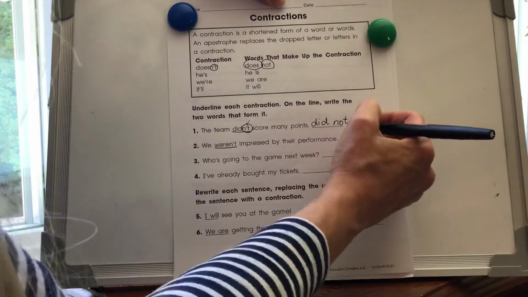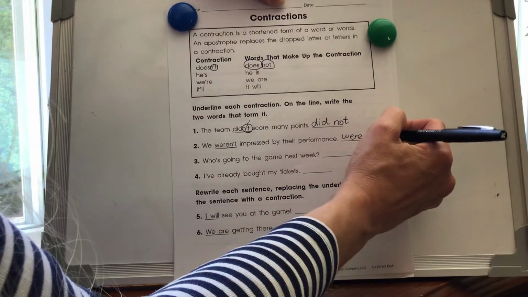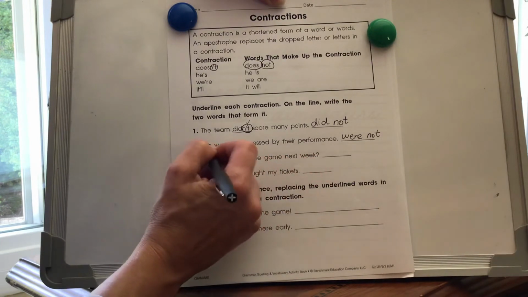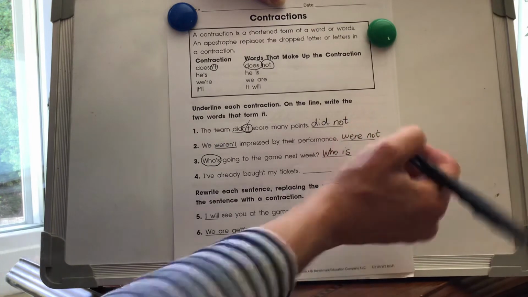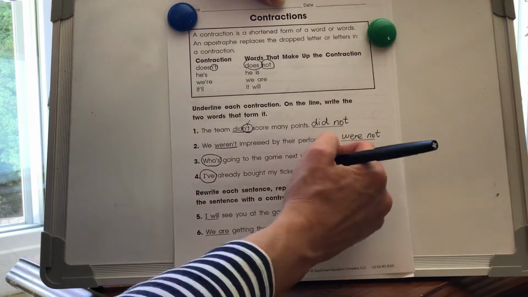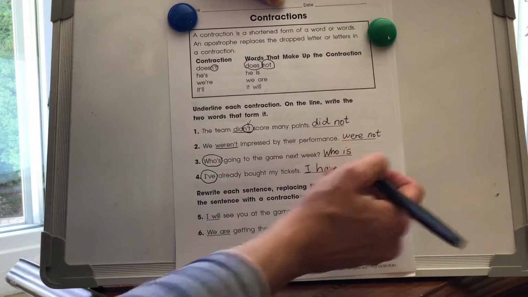Okay, we weren't impressed by their performance, so were not. Who's going to the game next week? Who is? I've already bought my tickets. I've is made up of I and have.